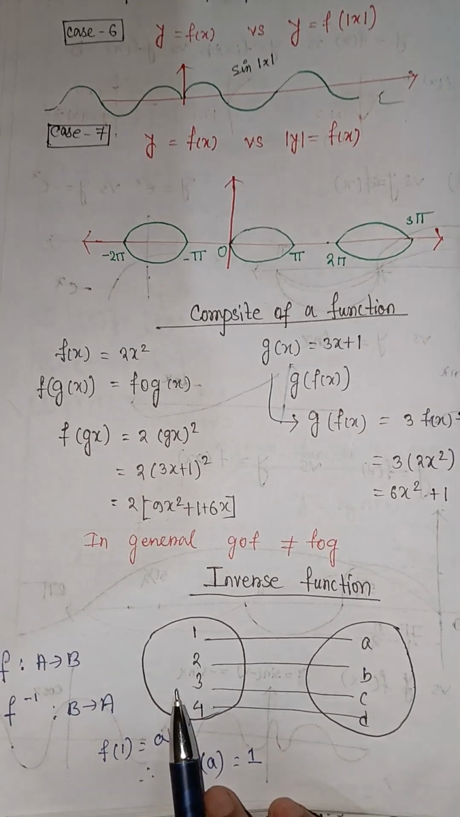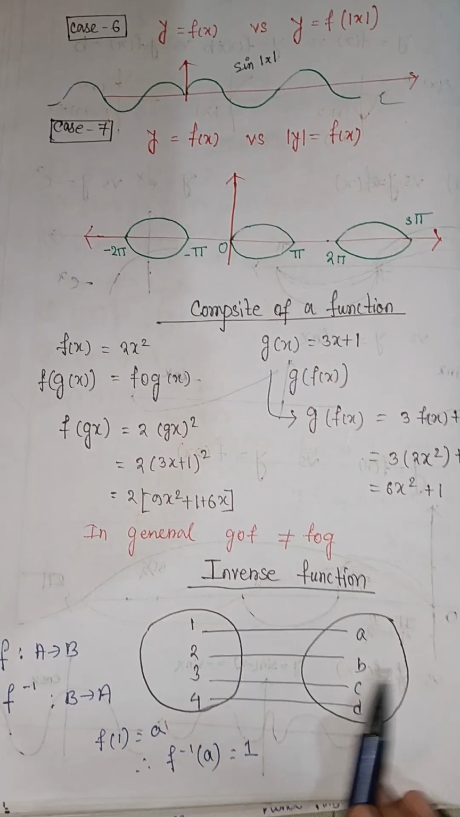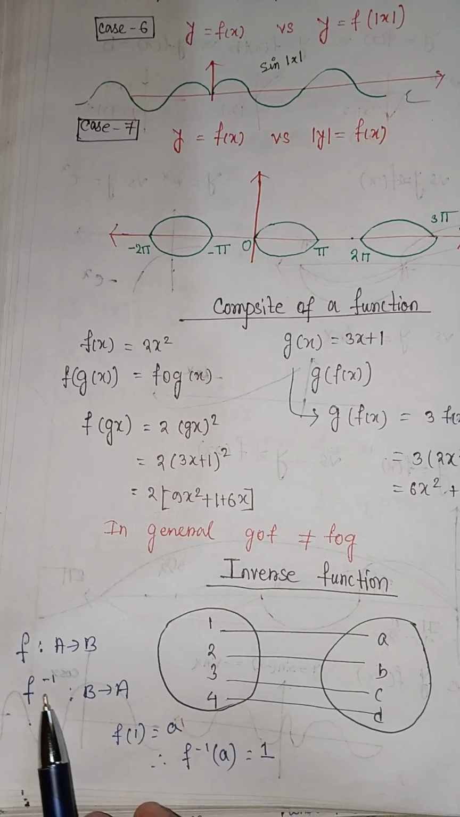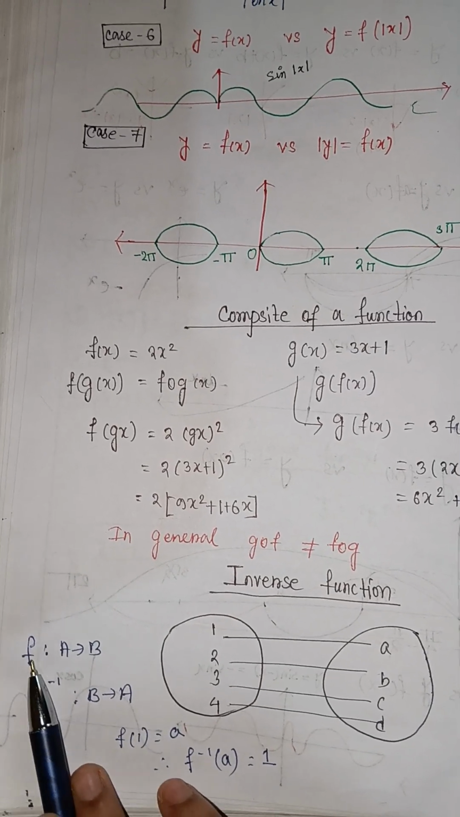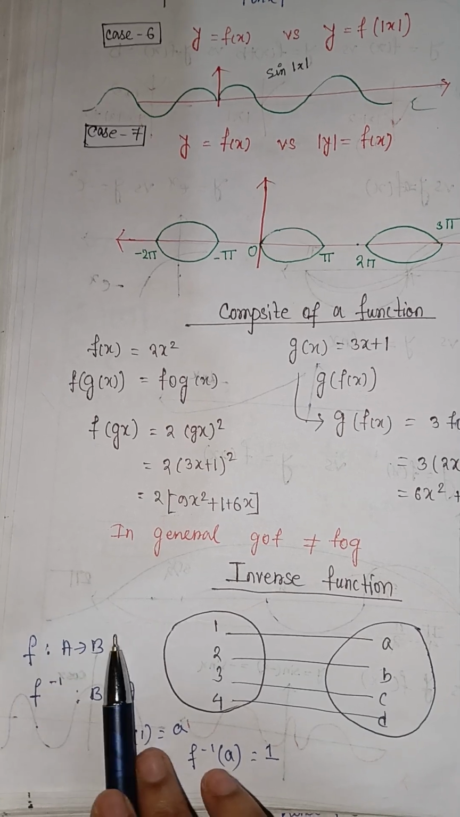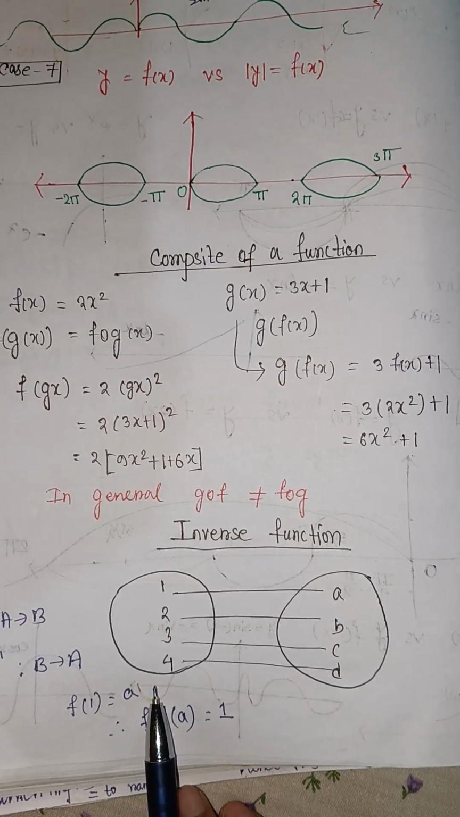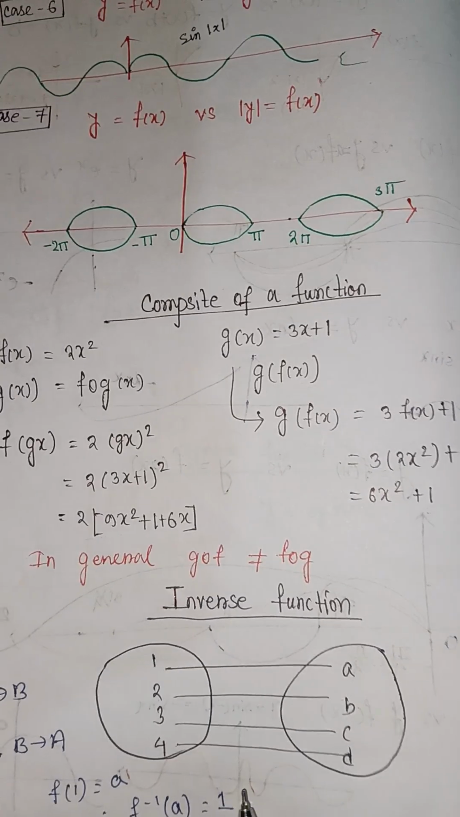Suppose there is a set A and a set B, and every element of A is related to an element of B. So the function is A to B, and f inverse is definitely B to A. If f is such that A to B, then f inverse is such that B to A. So f of 1 is equal to a, that means f inverse of a is equal to 1. So that's the inverse function properties.